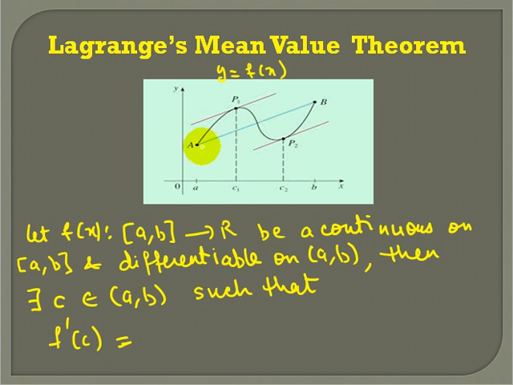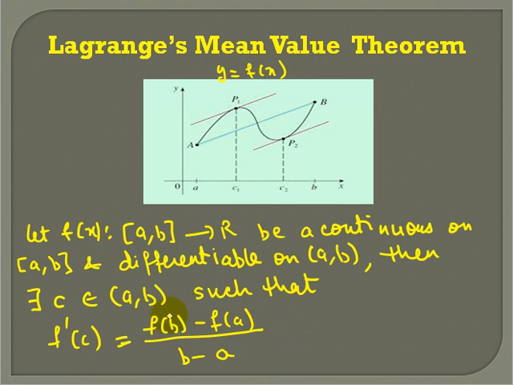How do we write slope of a line segment joining 2 points? It is difference of their y coordinates divided by difference of their x coordinates. See, corresponding to small a, the y coordinate is f(a). Corresponding to small b, the y coordinate is f(b). So this is what is being stated by Lagrange's mean value theorem.